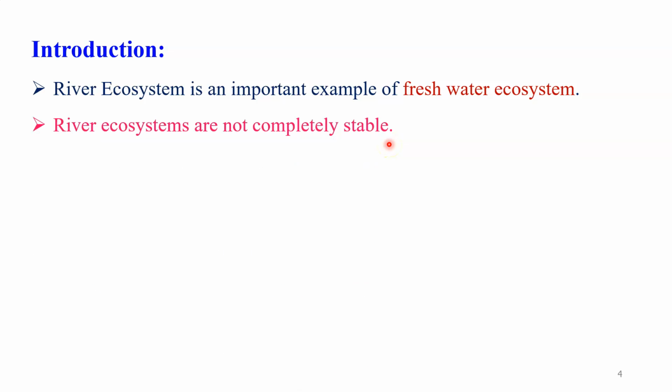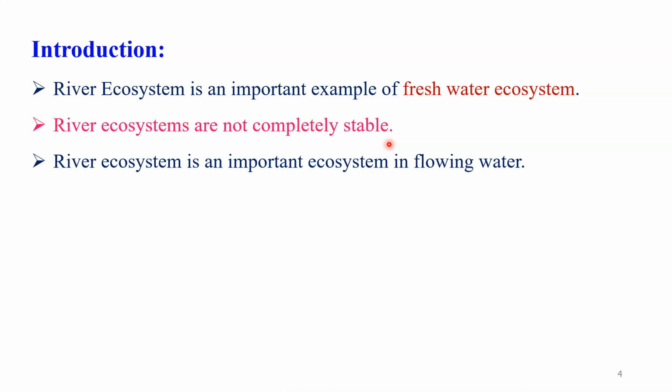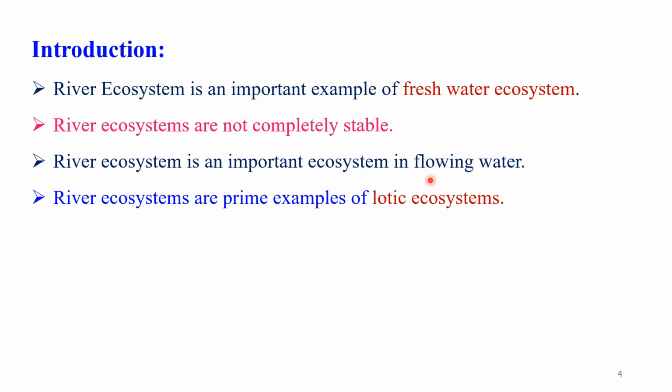Even then, river ecosystems are not completely stable. They are unstable due to the moving water, or due to the flow of the water. The river ecosystem is an important ecosystem that you observe in rivers, in flowing water. River ecosystems are the prime example of the biotic ecosystem.